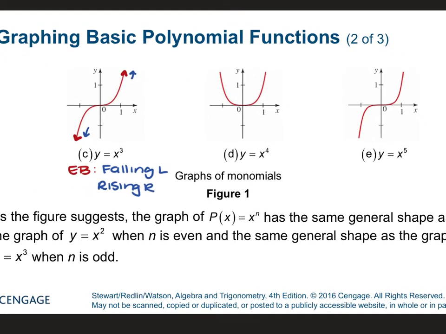For that D example, y is equal to x to the 4th, you have a U-looking line as well. So you'll see here that this is even. Your power here is even. So we're going to do the same thing that we did with the other one. Those end behaviors are going up for both. So it's rising right, rising left.